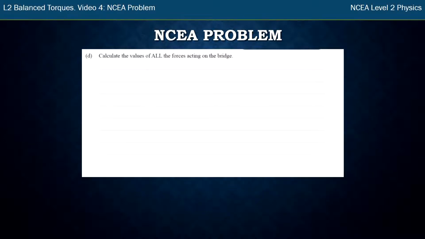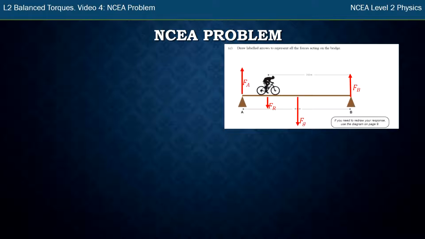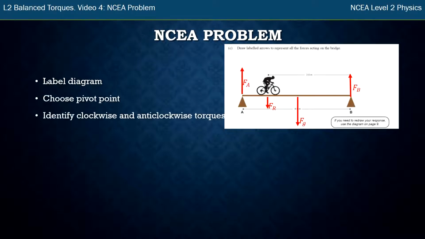Okay, so now it says calculate the values of all these forces. So I've just simplified them here, all the forces that I need to calculate. I've got force A, force R for force rider, force gravity, and force B. To solve these problems, there's an algorithm, a set of instructions, where we label our diagram, which we kind of have. We choose a pivot point, identify the clockwise and anti-clockwise torques, write an equation, and solve it.